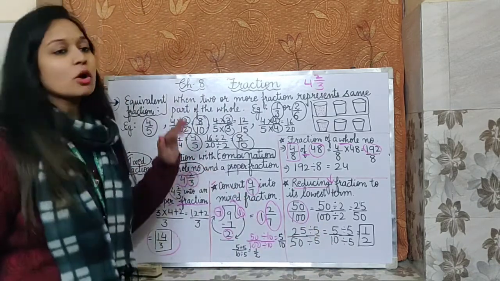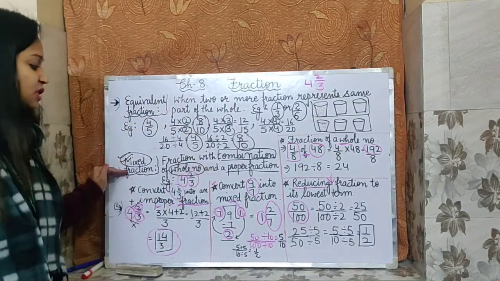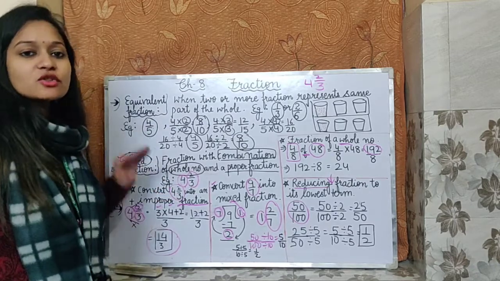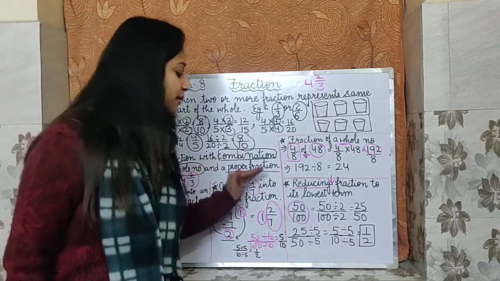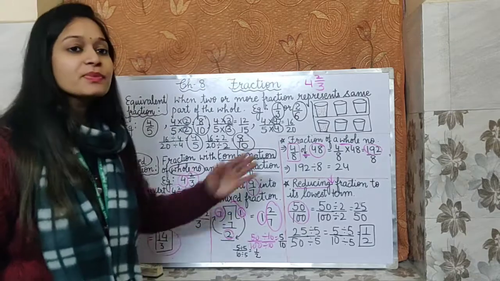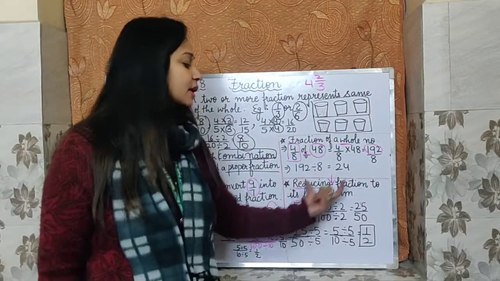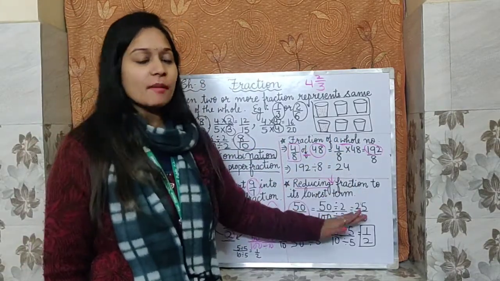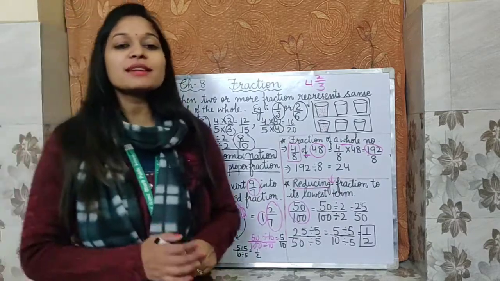So these are the few topics: equivalent fraction, mixed fraction, converting mixed fraction into improper, converting improper fraction into mixed fraction, fraction of a whole number, and reducing fraction to its lowest term. These are the few topics of today. Rest we'll learn in next class.